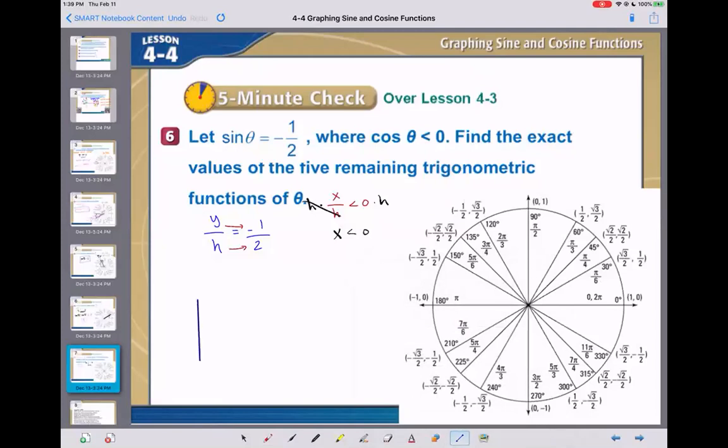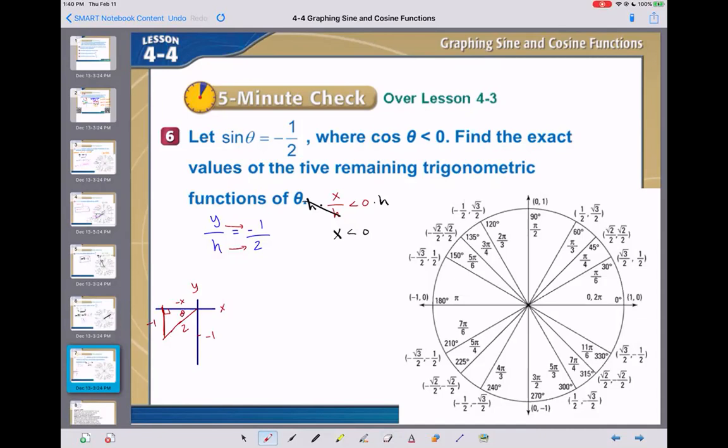Y's got to be negative. X has to be negative. So it should be a triangle. Y goes down 1 unit. X, we don't know where it is, but we do know it's negative. And so our triangle might look something like this. We know y is -1. We know this is a negative x, and we know we have a positive h. H is 2. Let me write that in. And you could do the Pythagorean theorem.